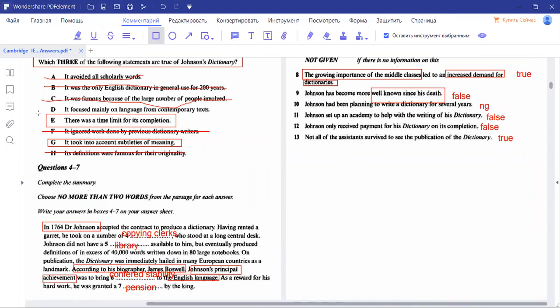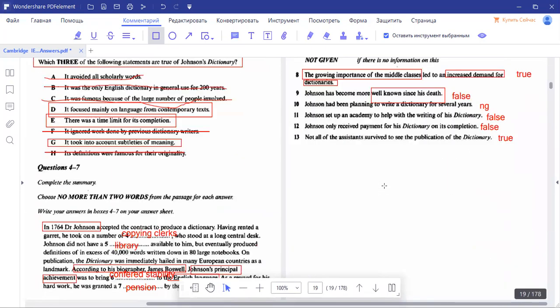So we're left with 3 answers. Even though I could not find the explanation for D, by eliminating wrong answers, I'm left with the right ones. So D, E.g., copying clerks, library, confer stability, pension, true, false, not given, false, false, true. 100% correct.